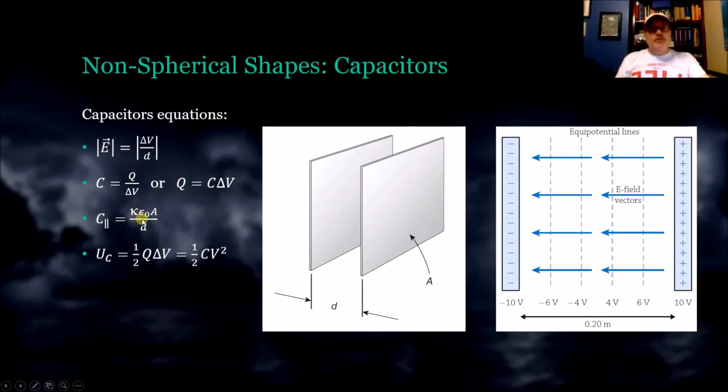Epsilon naught is our constant from earlier. You can look it up on the equation sheet. And A is the area of one plate, again, and D is the distance between the plates. The energy stored on a capacitor is 1/2 QV or 1/2 CV squared. Doesn't matter, either one, they're the same thing. One key thing is that this is the energy stored of all the charges inside, and we can use that to light up a light bulb or run your house if the electricity goes out, things like that.